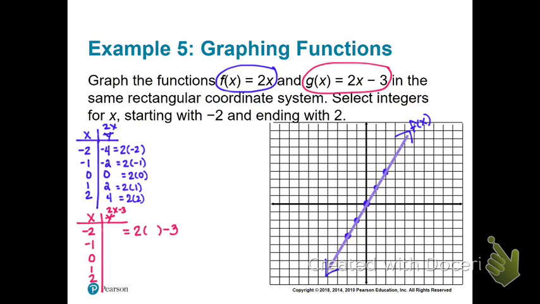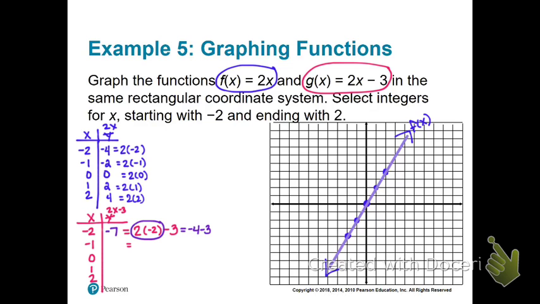And we're going to plug in that first x value, which is -2. Going to do a little work here. What's 2 times -2? 4 minus 3, which is? And so that's what I'm going to put up there. So it gave me the ordered pair -2, -7.